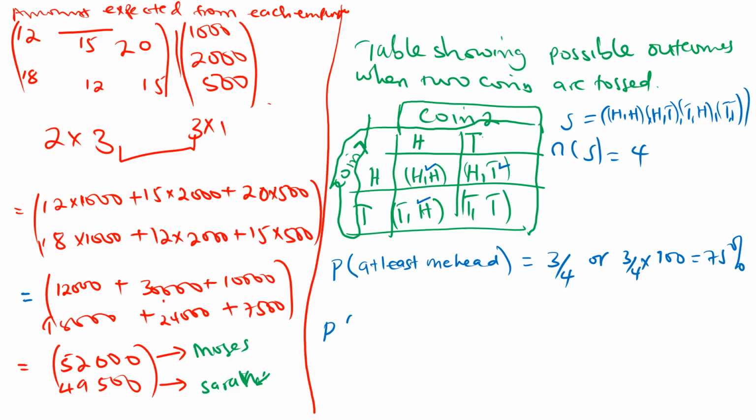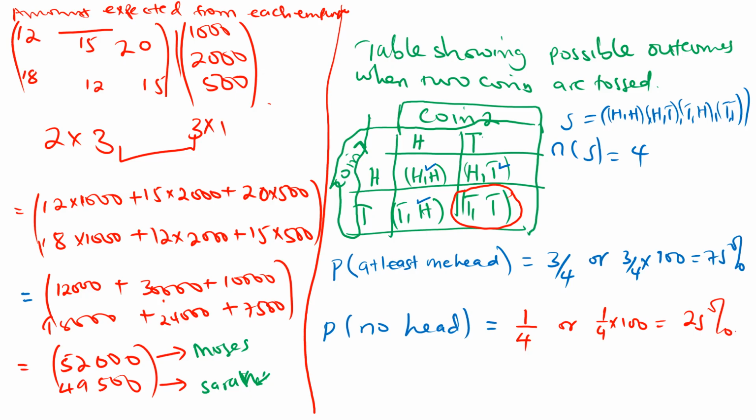And then comes the probability of no head. Probability of no head showing on top. It is only 1. Let me even circle it with red. Tail. So it means that it is 1 out of 4. And if I express it as a percentage, it's 1/4 times 100, and I get the answer as 25%.